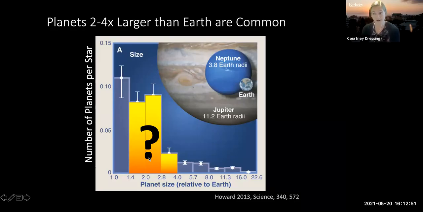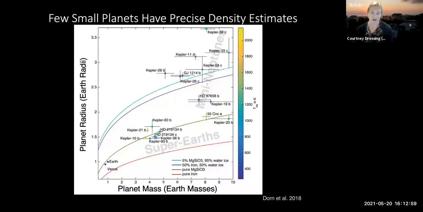We can try to figure out what their compositions are by measuring both their mass and their radius and seeing how they compare to various models. So if we do that, we end up with a plot like this one from Carolyn Dorn's 2018 paper. If we show the planet size versus planet mass and zoom in on the small planets, so we'll go from 1 to 3.5 Earth radii on the left, 1 to 10 Earth masses on the bottom, we'll see that we end up with kind of 2 clusters of planets.